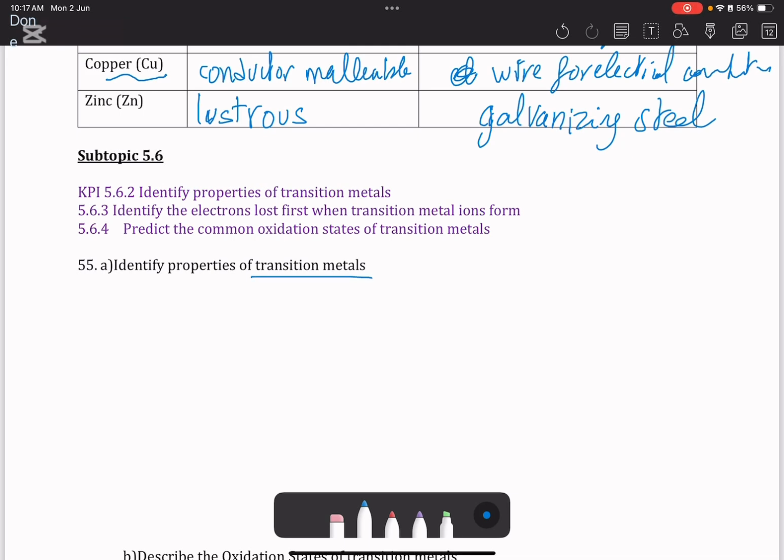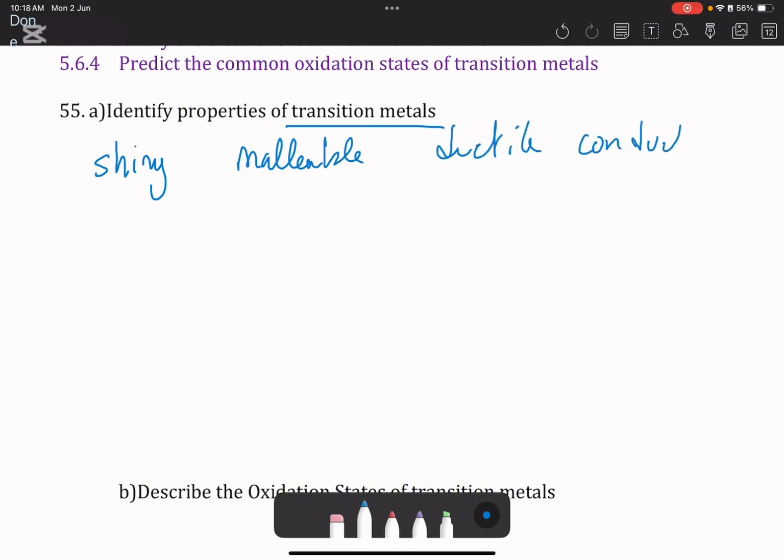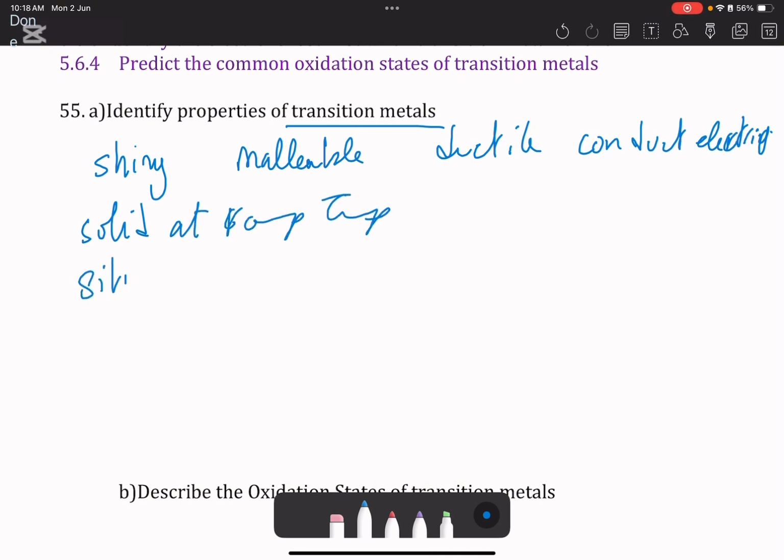Now, whenever you get a question to identify properties of transition metals in the exam, they're probably going to ask you to list 2 or 3 properties. So just think about any metal in your mind and say that they are shiny and they are malleable, ductile. List the properties of metals. Conduct electricity, solid at room temperature, except definitely mercury. Most of them have silvery to grayish color, except gold and copper, of course.